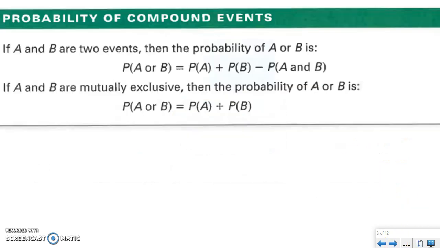Okay? So, to find the probability of a compound event, we are going to decide if they are mutually exclusive or not. If they are mutually exclusive, we can just add their probabilities together. And if they are not, then we need to subtract the cases where both of them happen so that we don't count situations twice.